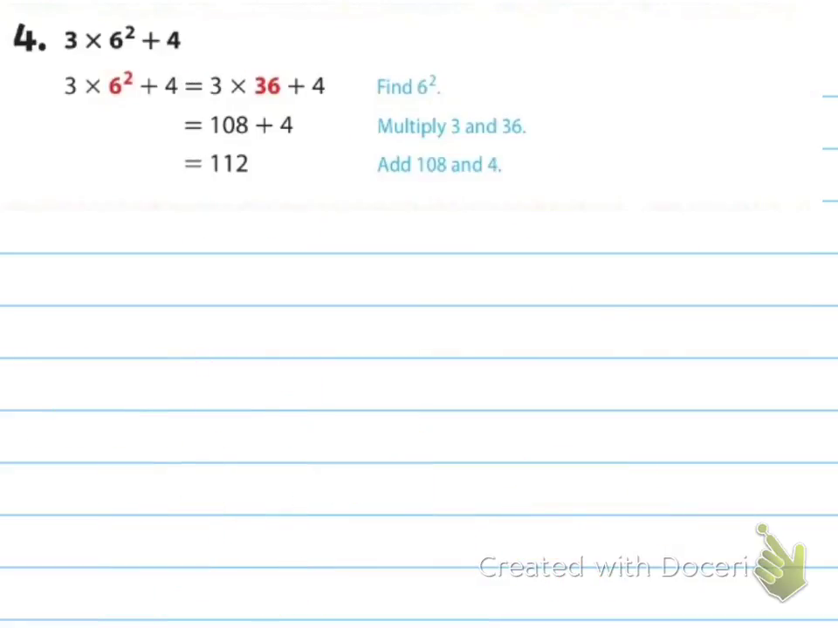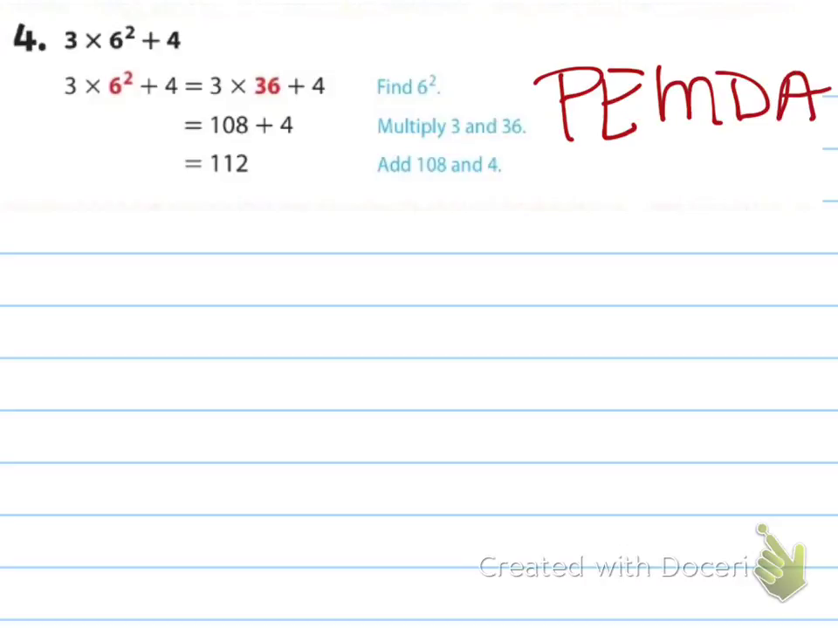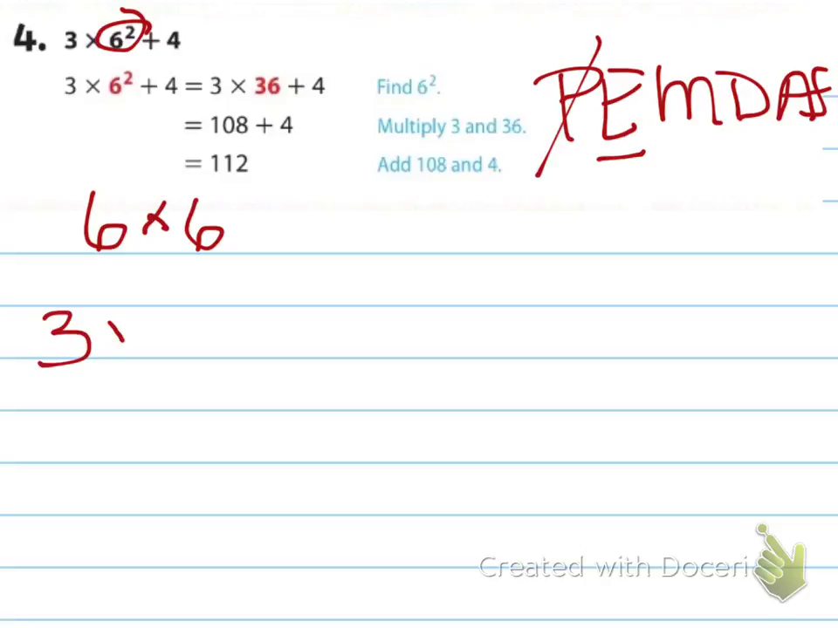Example number 4 is 3 times 6 squared plus 4. And in this case, again, notice that I'm going to keep writing Please Excuse My Dear Aunt Sally, just to make sure that we are always getting it done. So in this example, there's no parentheses, but there are exponents. So let's take care of our exponent first. 6 squared, you have to remember, is not 6 times 2, it's 6 times 6. So we're going to do 6 times 6, which is 36, and then I'm just going to drop everything else back in.